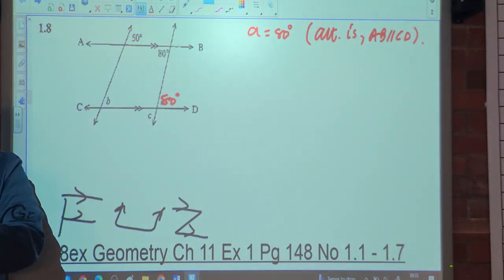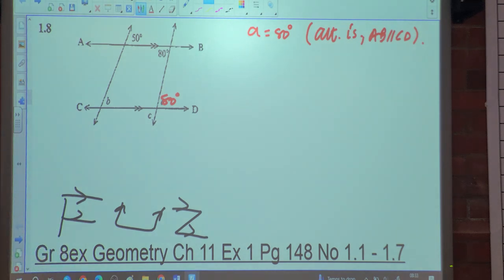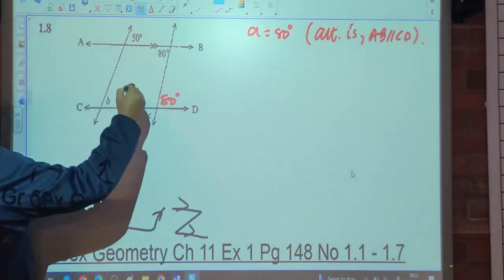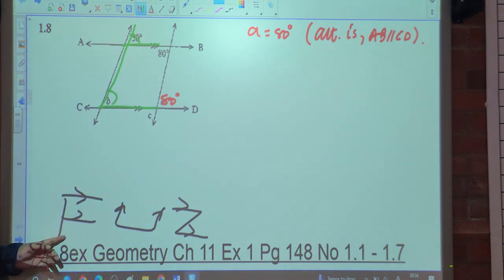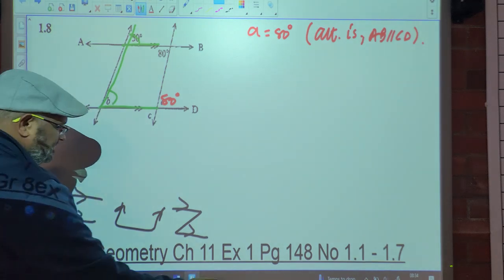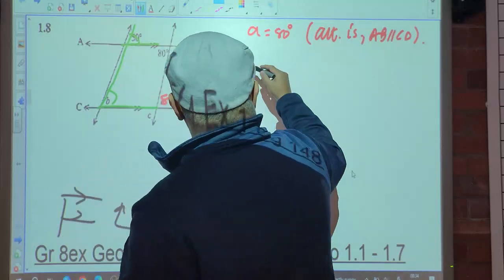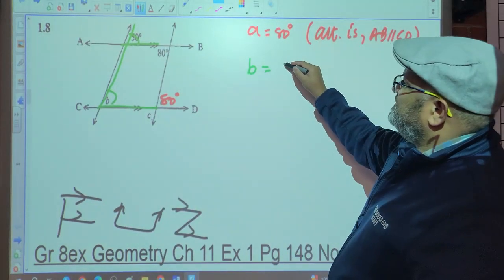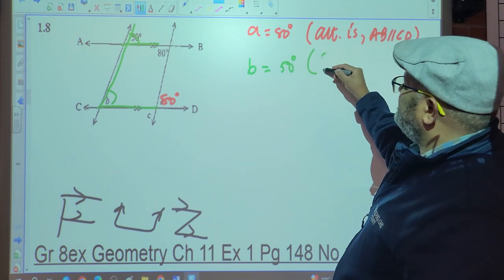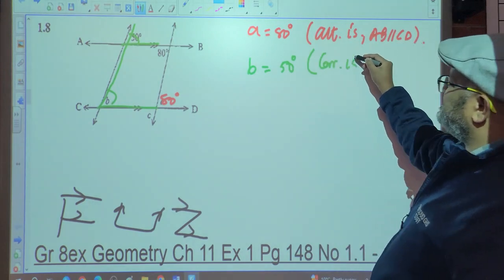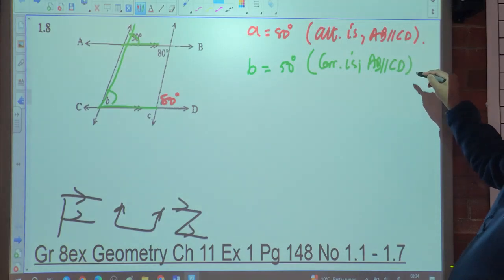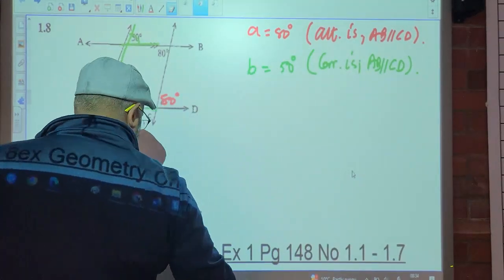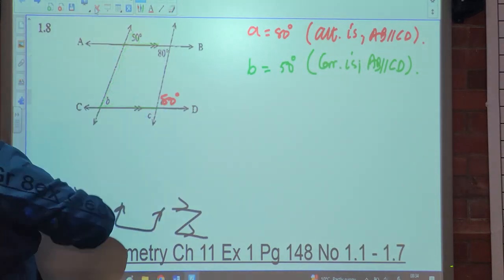You guys understand? How do you calculate B? If corresponding angles. So you will see that before. If it's coming through like that, those angles are equal. Not so? So we're going to say that B is equal to 50 degrees. Why? Corresponding angles with AB being parallel to C. There's 50.